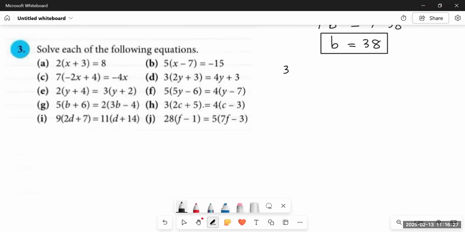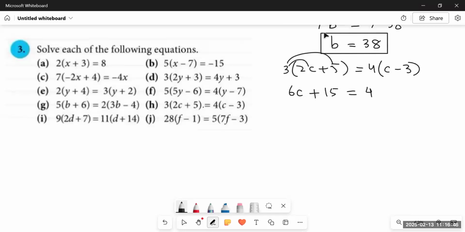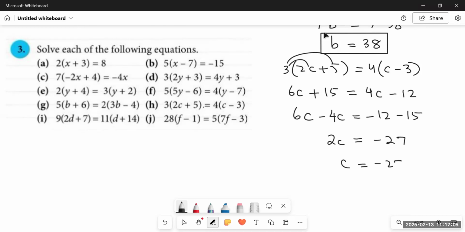Next we have part H, 3 bracket 2c plus 5 is equals to 4 bracket c minus 3. So 3 2s are 6c plus 3 5s are 15. Be very careful that you have to multiply this 3 by 2, both the numbers, okay? 4 multiplied by c, 4c plus minus minus 4 3s are 12. So it would be 6c minus 4c is equals to minus 12 minus 15. 6 minus 4 is equals to 2c is equals to minus 27. c is equals to minus 27 upon 2.